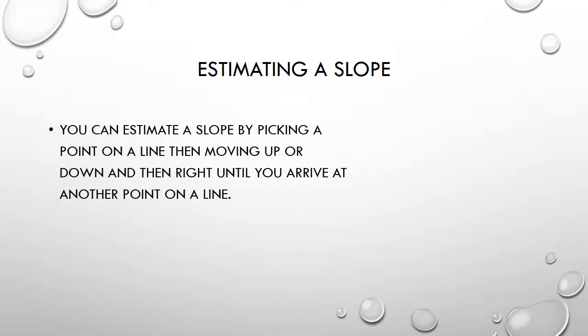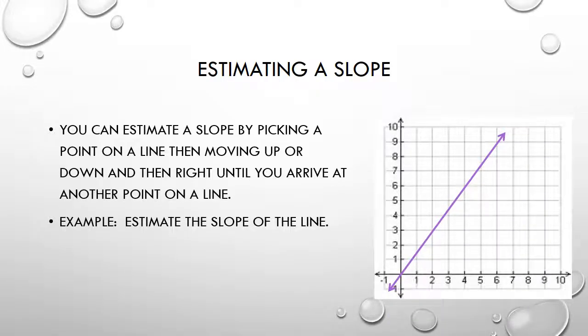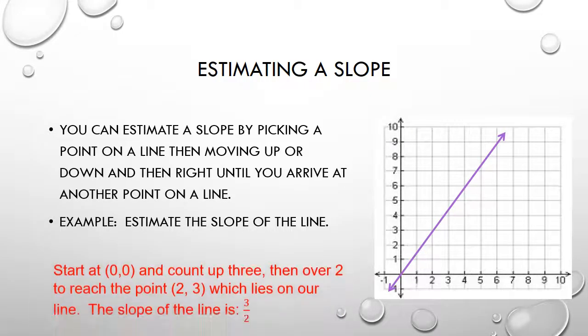You can estimate a slope from a line by picking a point on the line and then moving up or down and right until you arrive at another point on the line. For example, we're going to estimate the slope of this line. The first thing we want to do is pick a point, say 0, 0, and then we're going to count up 3 from there, and then to the right 2 till we reach the point 2, 3. So our slope is 3 over 2.